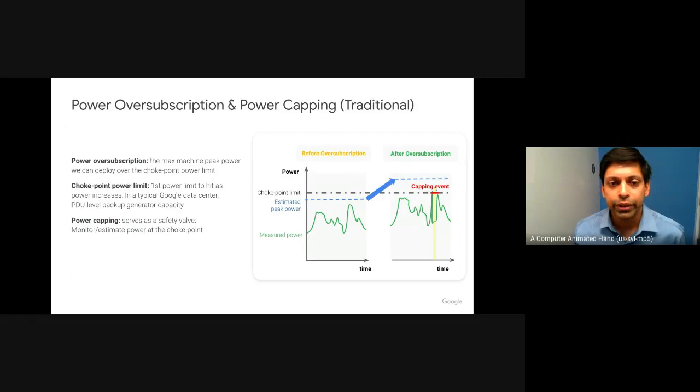For example, the PDOs from the previous slides have a choke point defined by the generator size attached to them, and they are at the scale of 2 to 3 megawatts, and so fairly limited in size. We protect this choke point against spurious power peaks using an actuator called power capping. This actuator monitors the actual power at the choke point and sheds loads by killing or throttling the workloads if it reaches close to that limit.